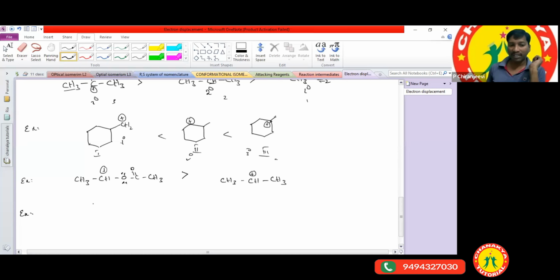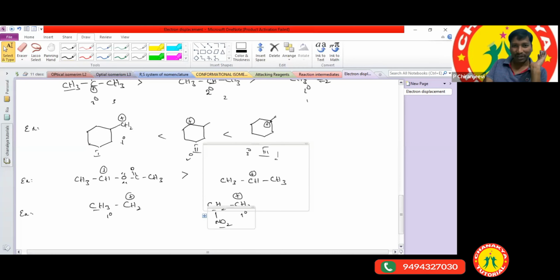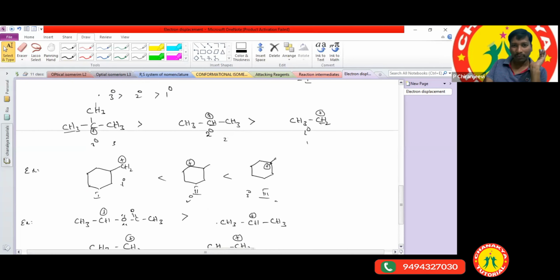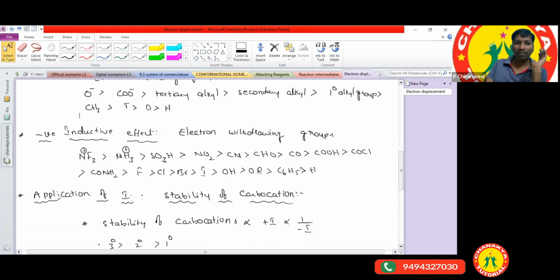NO2. Here only, if you want, I'll show it here. No problem. Here we have a list. Once you read the plus I groups and minus I groups, there are so many applications. Just to check it out, is NO2 a plus I group or a minus I group? So where is NO2? Here it is, NO2.